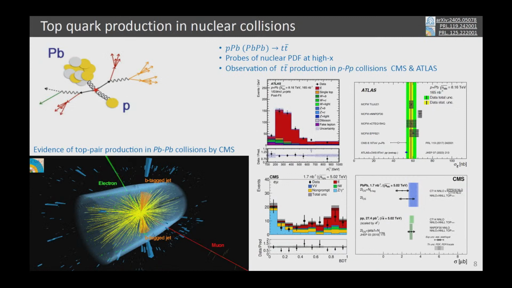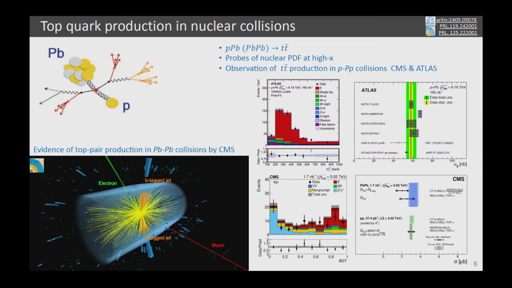We also study TT bar production in heavy ion collisions. Both CMS and Atlas have observed TT bar production in proton-lead collisions. These are interesting measurements because they provide information on nuclear PDFs at high X. Here you see a nice pure selection from Atlas on TT bar, and the measured cross-section agrees with different predictions of proton PDFs. CMS has also published an evidence in lead-lead collisions for TT bar production.